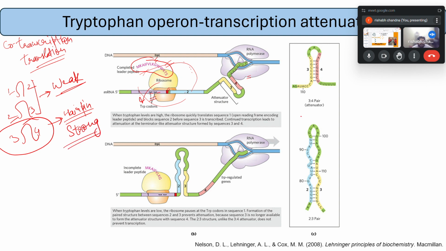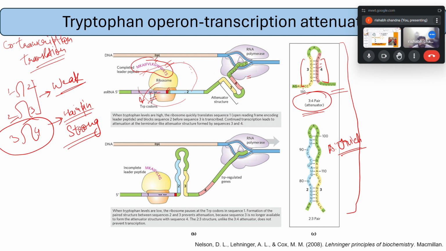Okay, so as you can see in this diagram, the 3 and 4 is a strong base pairing, GC-rich content, as compared to the 2 and 3 that is majorly AU rich. That's why the hairpin loop formed from the 3 and 4 sequence is called the attenuator, because it attenuates the transcription of the tryptophan operon. Okay, so now this is the main concept that works in the attenuation of the transcription of tryptophan operon.